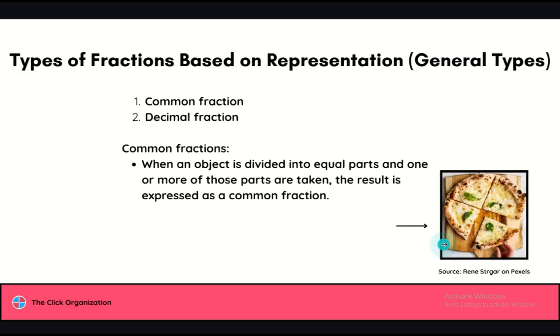And we have the last part, which is types of fractions based on representation. These are the general types, these two. So we have two general types of fractions: common fraction and decimal fraction. In today's lesson, we will cover common fraction. In 2 lessons, we will cover decimal fraction as well.